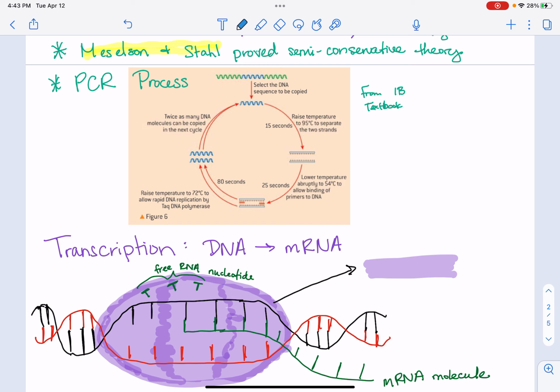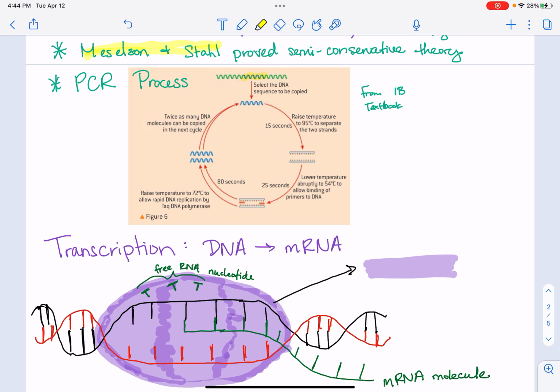It can replicate them very, very quickly. So you do kind of need to understand the process. So basically what happens is there's a small piece of DNA, a small sequence that is selected to be copied.